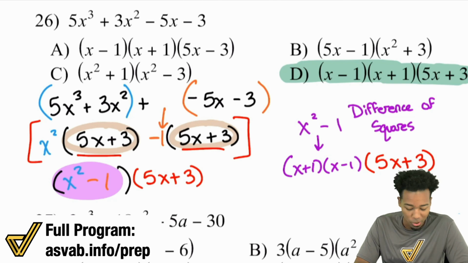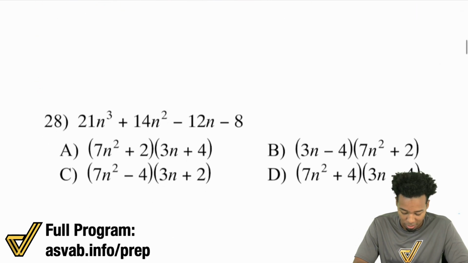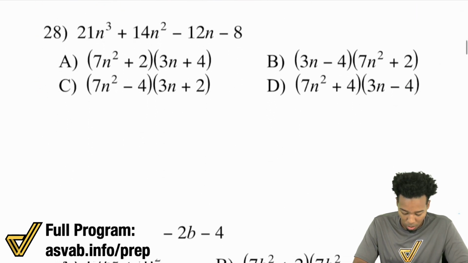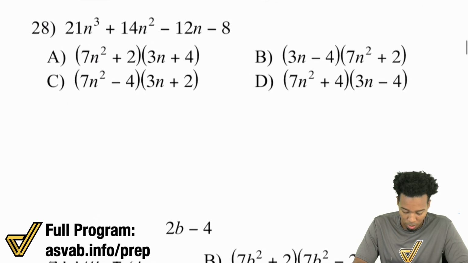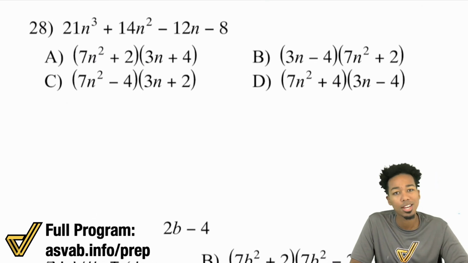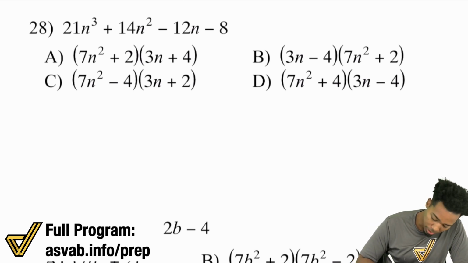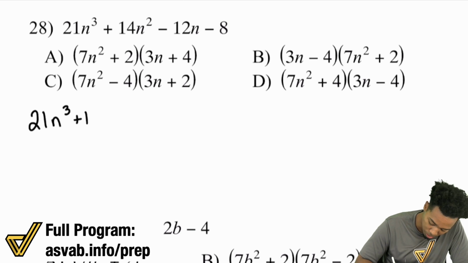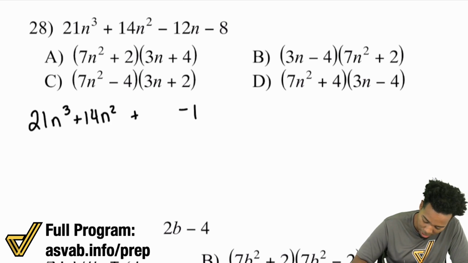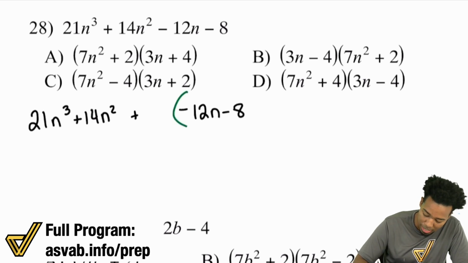So let's go ahead and go over another one here, my math party people. I want to show you more negatives. So let's go ahead and take care of number 28. First of all, what I'm going to do is split this up into 21n cubed plus 14n squared. I'm going to add, and I'm going to keep the minus 12n minus 8 together because we need to keep the signs on the terms.